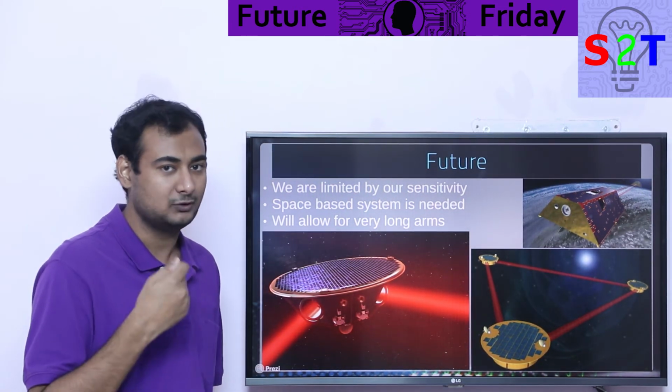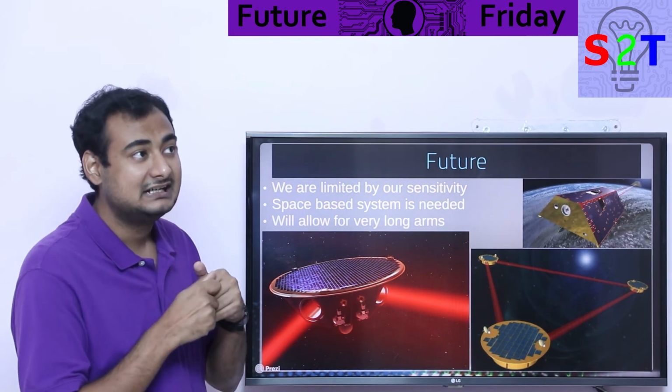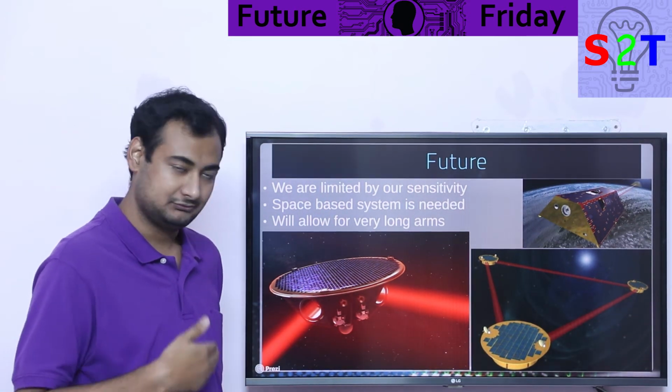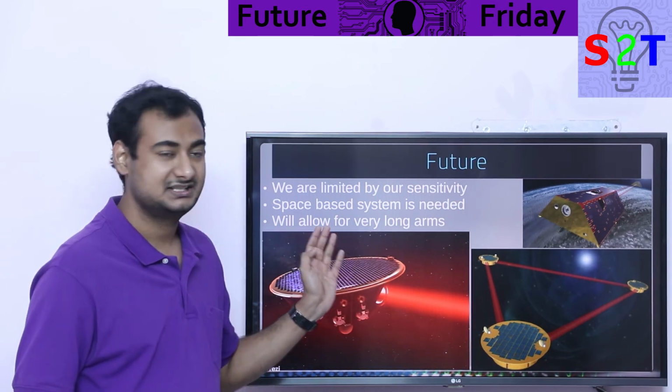That's the reality. Every engineer is working on improving that. How are they improving that? Basically making as many detectors as we can make. So that's one way of improving it. Another way is basically to put it in space.